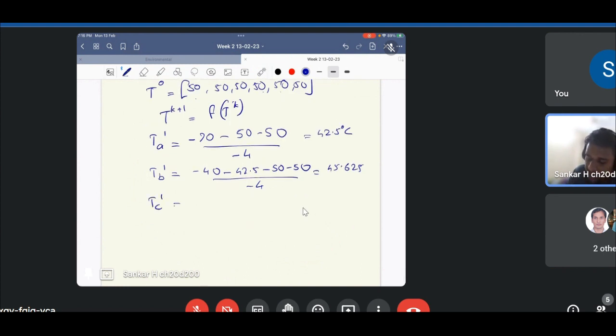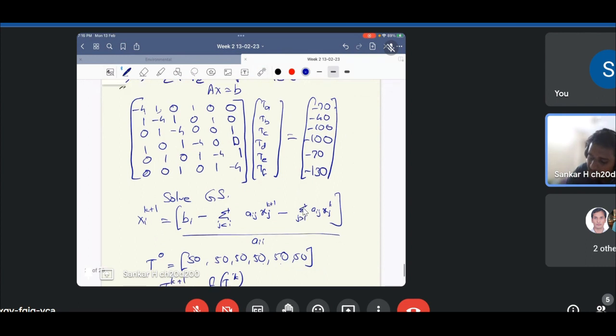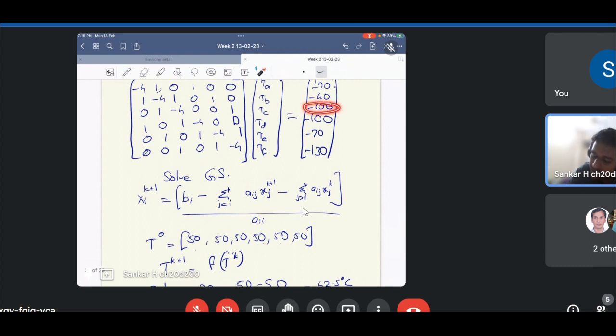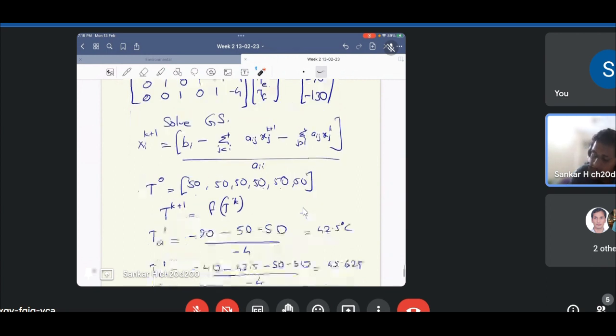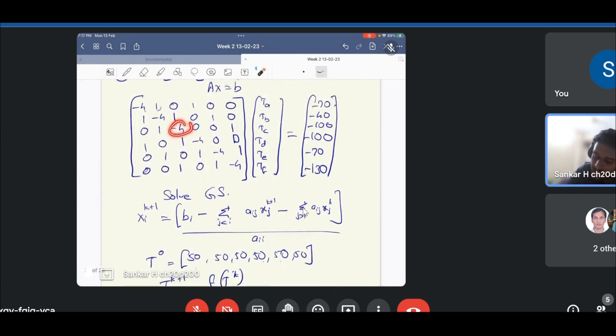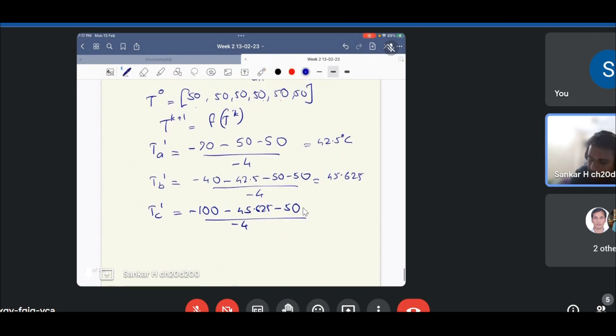Similarly, TC at the first iteration would be b_i minus 1 times TB at the first iteration minus TF at the zeroth iteration. So -100 minus TB at the first iteration minus TF at the zeroth iteration, divided by a_ii. Therefore, we'll get TC as around 48.15625.